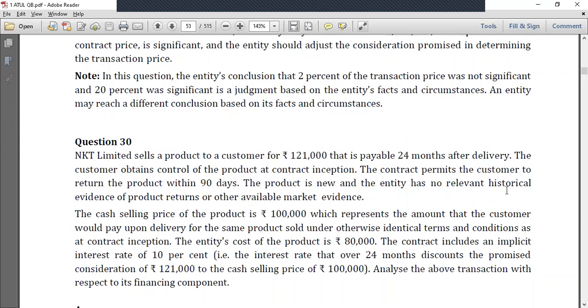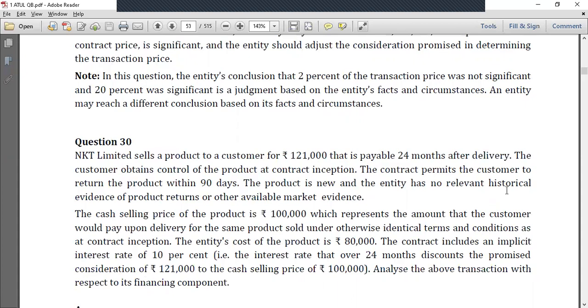So in this question also, the entity's conclusion that 2% of the transaction price was not significant and 20% was significant is a judgment that is based on the entity's facts and circumstances. The entity may reach a different conclusion based on different facts.